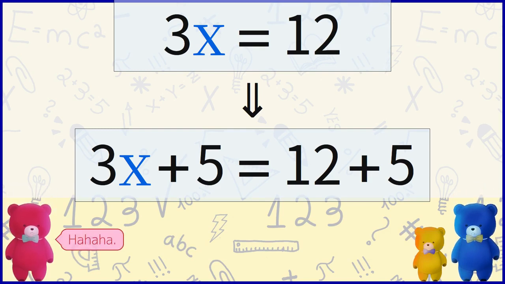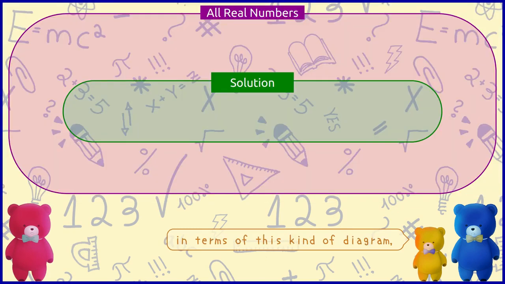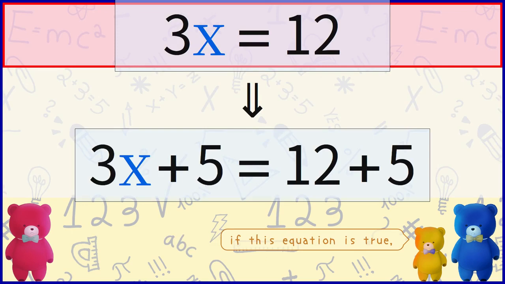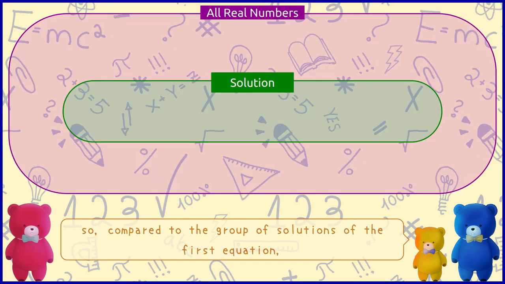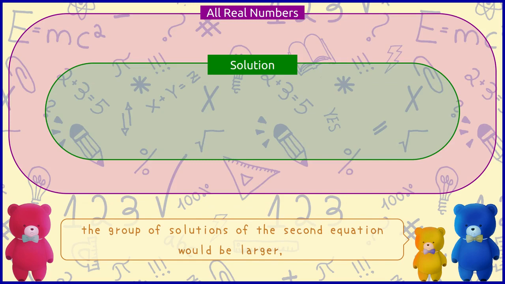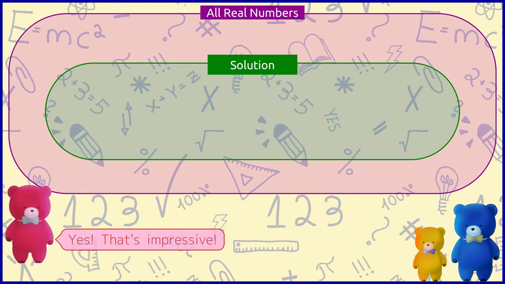Or that's like what we discussed earlier. In terms of this kind of diagram, if this equation is true, then this other equation is definitely also true. So compared to the group of solutions of the first equation, the group of solutions of the second equation would be larger, right?